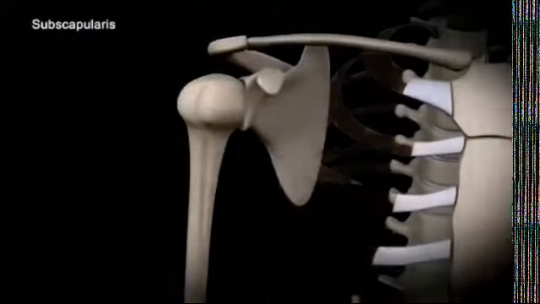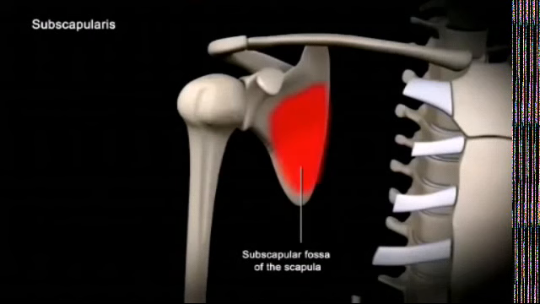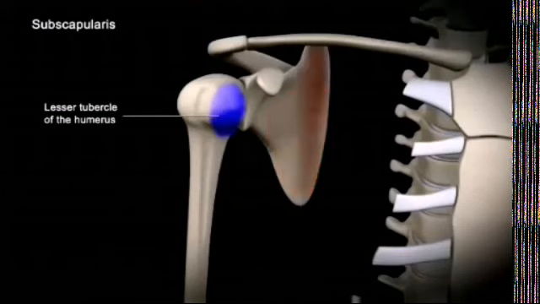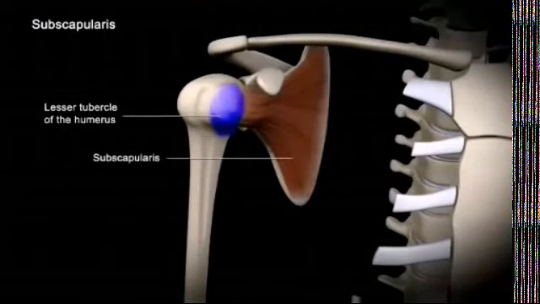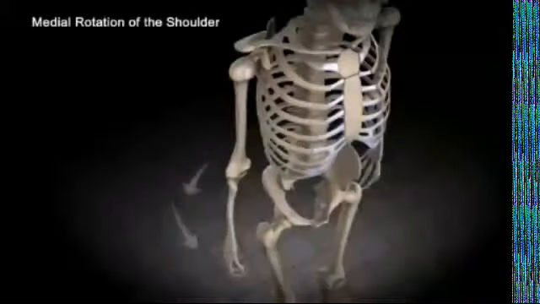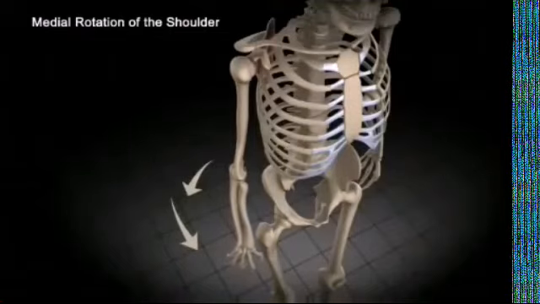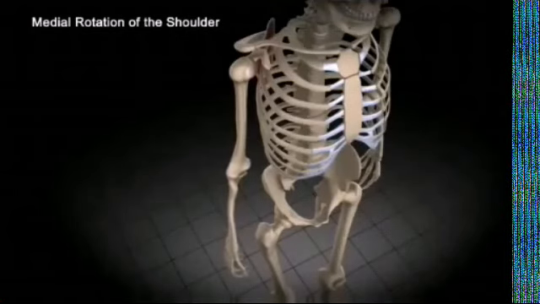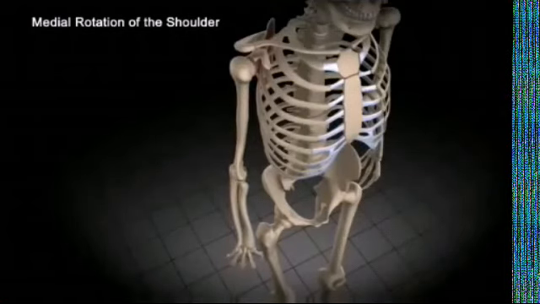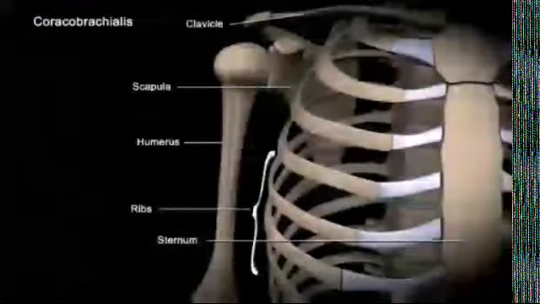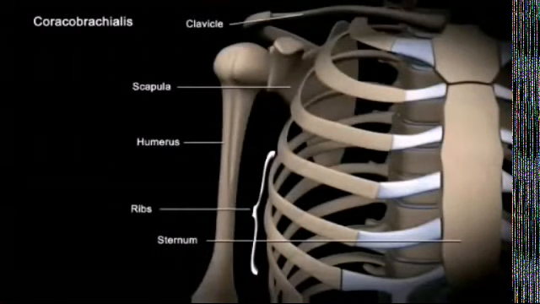Another rotator cuff muscle, the subscapularis, originates on the subscapular fossa of the scapula and inserts on the lesser tubercle of the humerus. Along with several other muscles, including the pectoralis major, deltoid, latissimus dorsi, and teres major, the subscapularis provides the movement of medial rotation of the shoulder. The more superficial muscles are primarily responsible for the other movements of the shoulder.